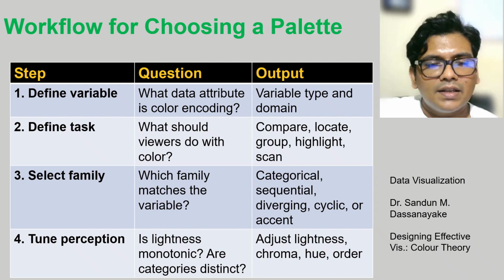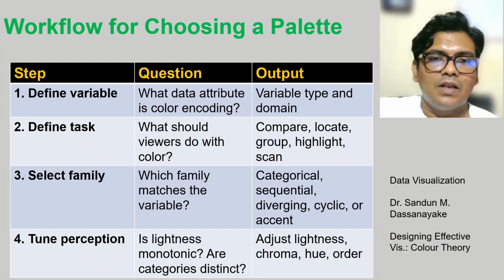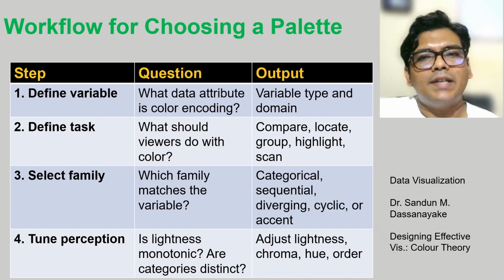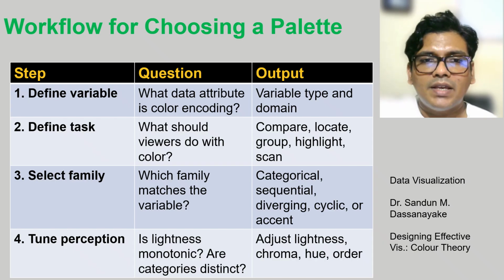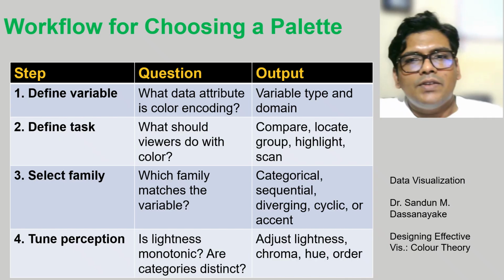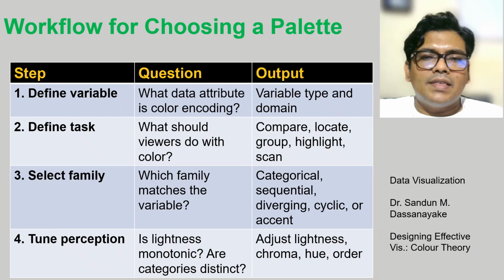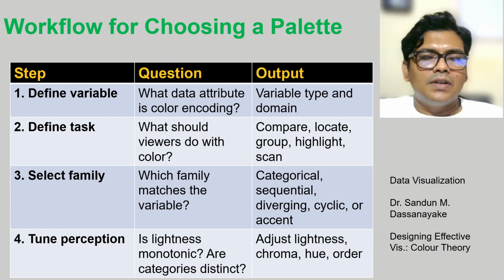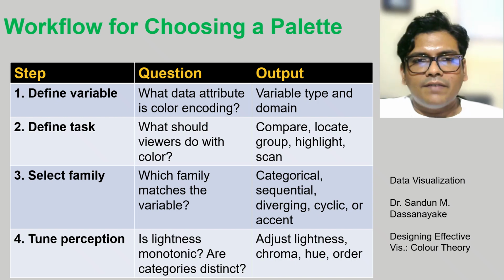Step 1 is defining the variable. What does color actually represent in this chart? Before anything else, be specific about what attribute color is doing the work of encoding. Step number 2 is defining the task. What do you need your viewers to do with that color information? Are they comparing two groups, spotting a geographic pattern, following a trend over time? The answer shapes everything that follows.